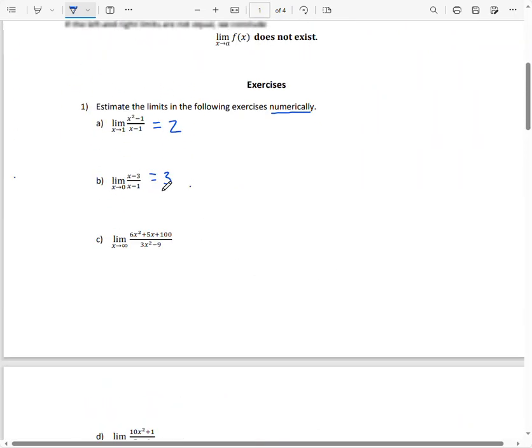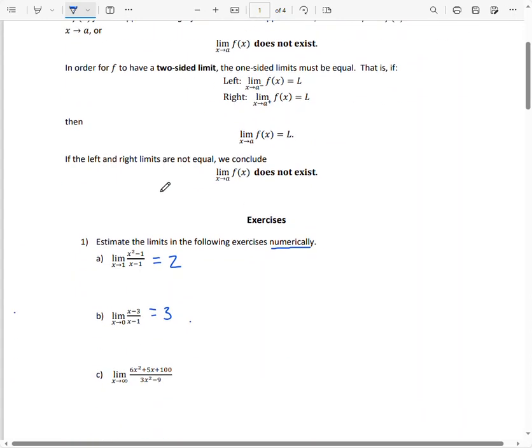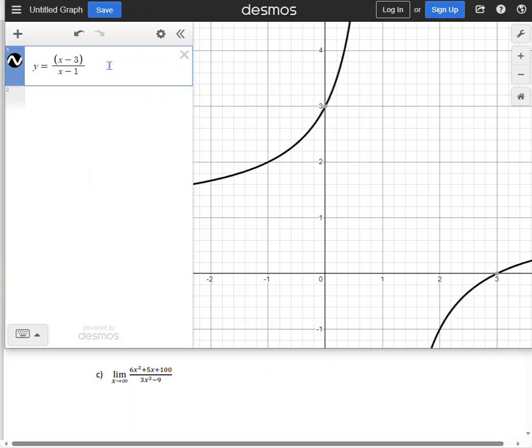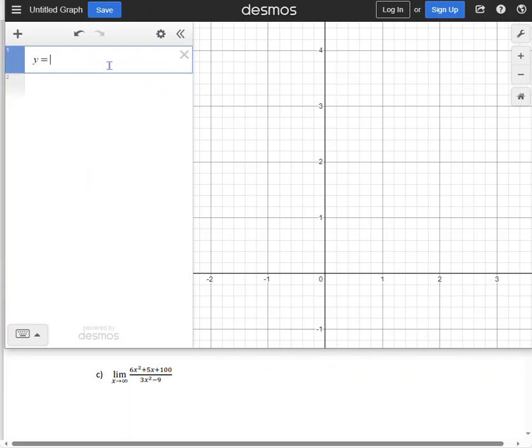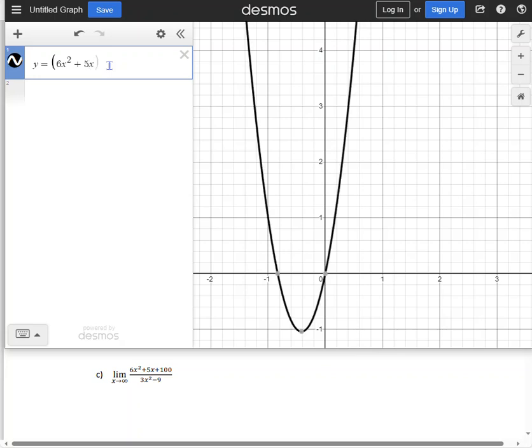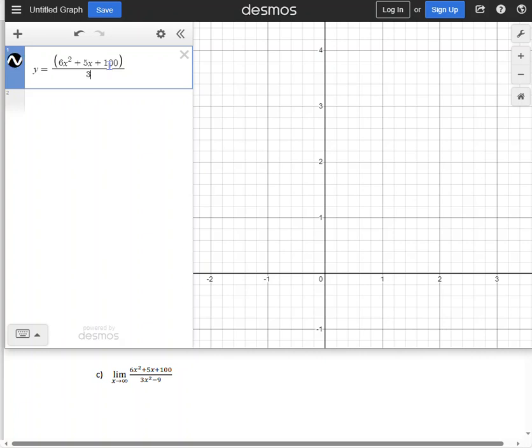Now this time we have 6x squared. I'm going to do a new problem, 6x squared plus 5x plus 100. That's in the numerator. Divide it all by, and I don't use parentheses for the denominator because my fraction's already there. So it's already showing me that that whole thing is going to be in the denominator. I'm going to copy that.